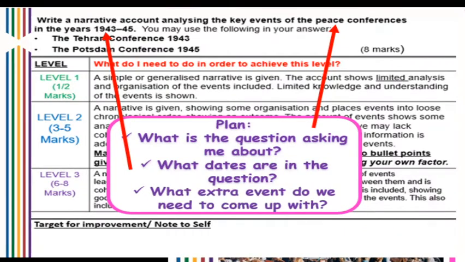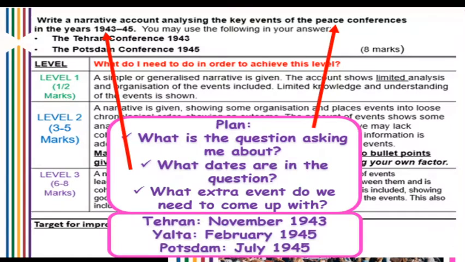Then what we need to do is figure out what extra event do we need to come up with. Okay, so we're given Tehran in 1943, we're given Potsdam in 1945. You know what the third conference is? Yalta, okay, and where would that go? So it goes in between Tehran and Potsdam. So Yalta happened in February 1945 and Potsdam was July 1945. So we need to squeeze it in the middle. Okay, so we're going to start with a paragraph on Tehran, November 1943. Then we're going to talk about Yalta in February of 1945. Then we're going to be talking about Potsdam in July of 1945. Okay, so that's my chronological order sorted.